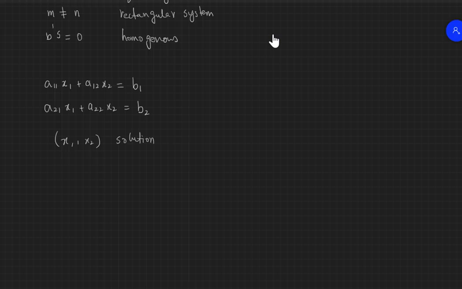Okay, let's consider one example. Here x1 minus 2x2 is equal to minus 1, minus x1 plus 3x2 is equal to 3. Now this is a system of two linear equations in two variables x1 and x2. We can see that if we substitute x1 is equal to 3 and x2 is equal to 2 into these equations, these values satisfy these equations simultaneously.